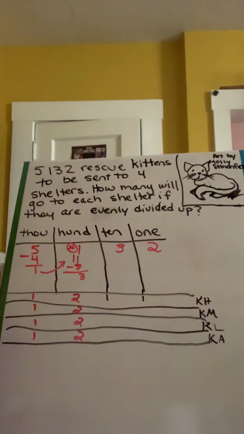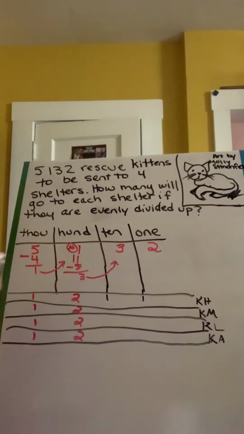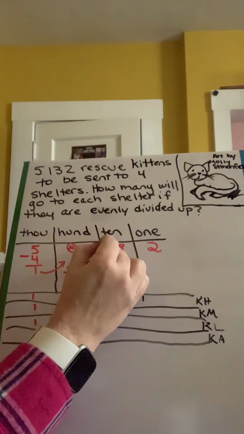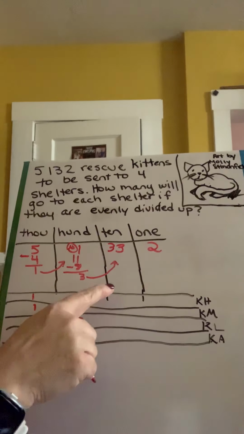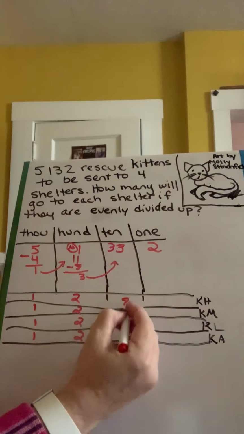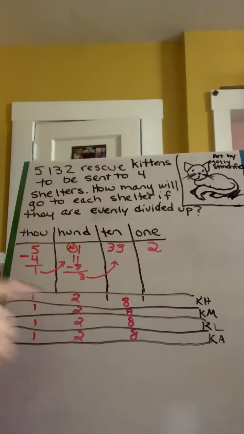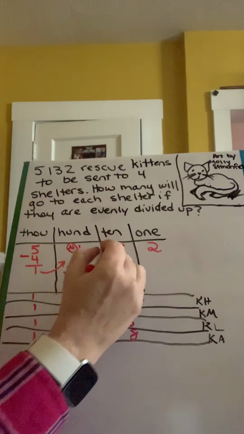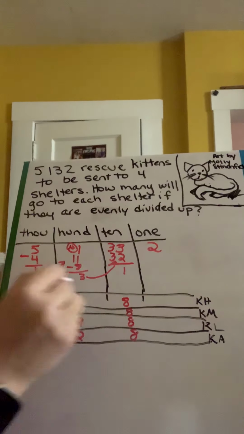3. So we're going to regroup that 3 hundreds over here, and each 100 is worth 10 tens. So 3 groups of 10 is 30. Now we're going to have 33 tens divided among our 4 groups. They can each get 8 tens. 8 times our 4 shelters is 32. We have 1 ten left.